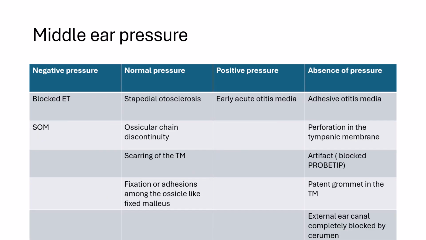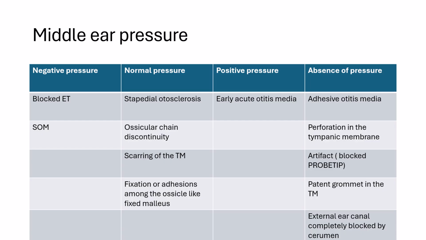What are the middle ear pressure abnormalities which are diagnostic? Negative pressure can be seen whenever there is a block in the eustachian tube or early otitis media. Positive pressure is seen in early acute otitis media, or grommet insertion. Flat or absent pressure is seen whenever there is perforation, since the pressure is equalized. Adhesions or even cerumen impaction also give absent pressure. So interpret these findings in clinical context, patient to patient.